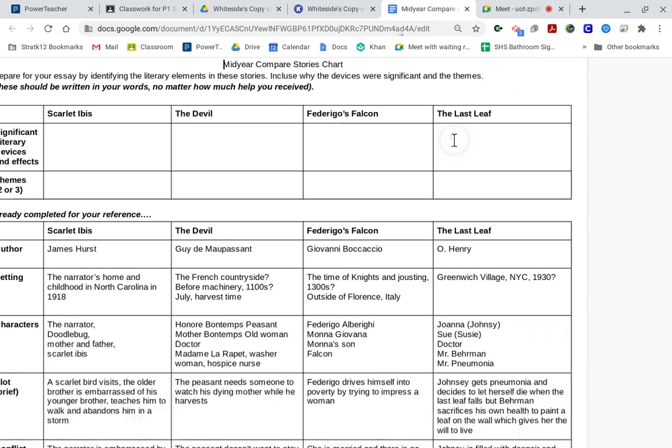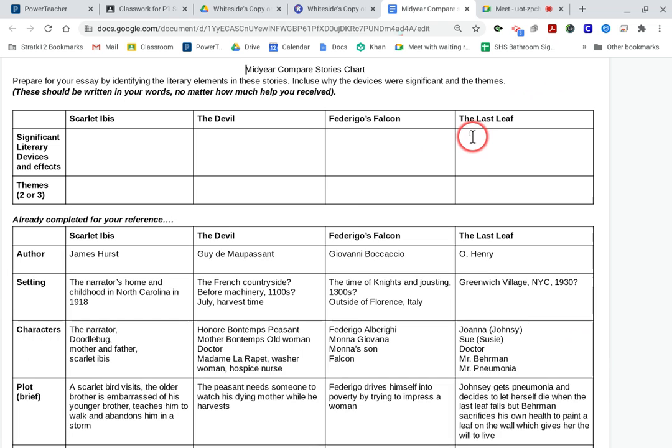And what you'll notice as you put the devices in is that the devices sometimes connect directly to the themes. And the themes in this story are about perseverance, are about life's passion, are about making meaning out of a meaningless life. And so what's interesting is that the literary devices actually help promote the themes or link directly to the themes. So you're going to go through, you're going to fill in these boxes for the last leaf, and you're going to go back to the other stories and fill in the boxes for the other stories.